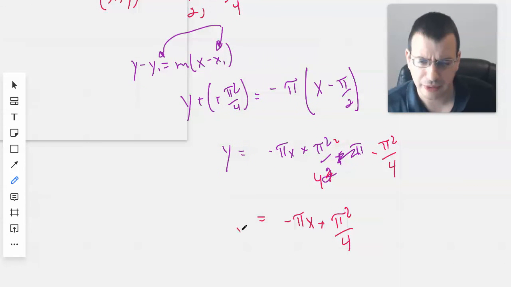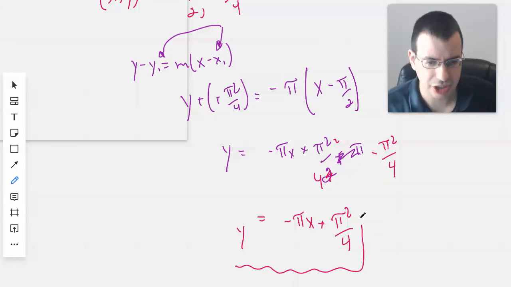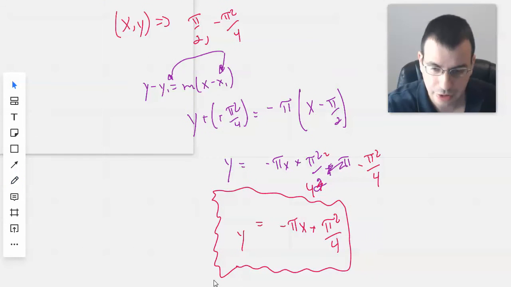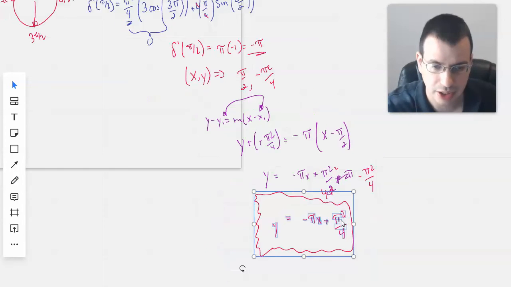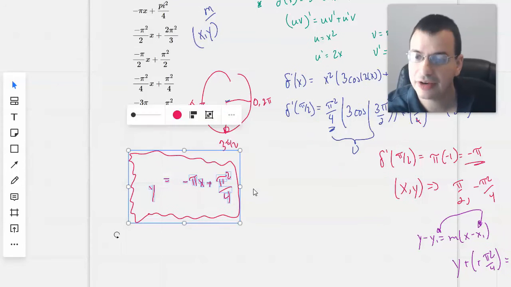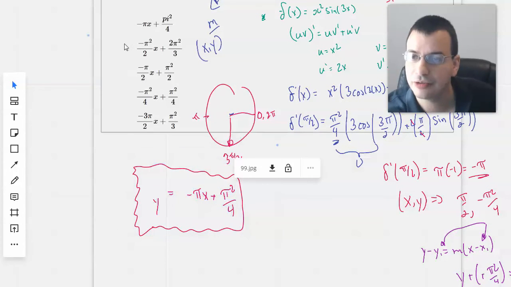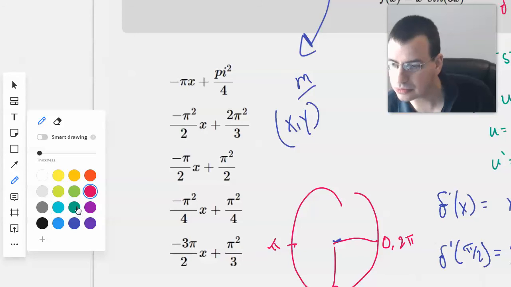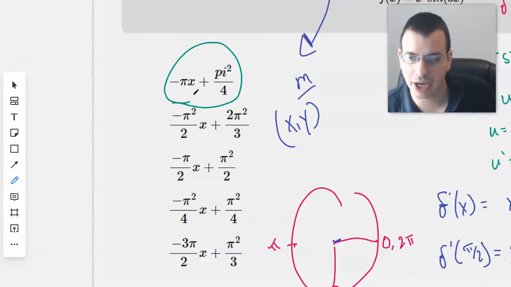Whew. That was far more cumbersome than I initially expected. Okay. So hopefully this will actually be one of the potential answers. So we have y equals negative pi x plus pi squared over 4. Aha! Right here at the top, with pi written as pi.